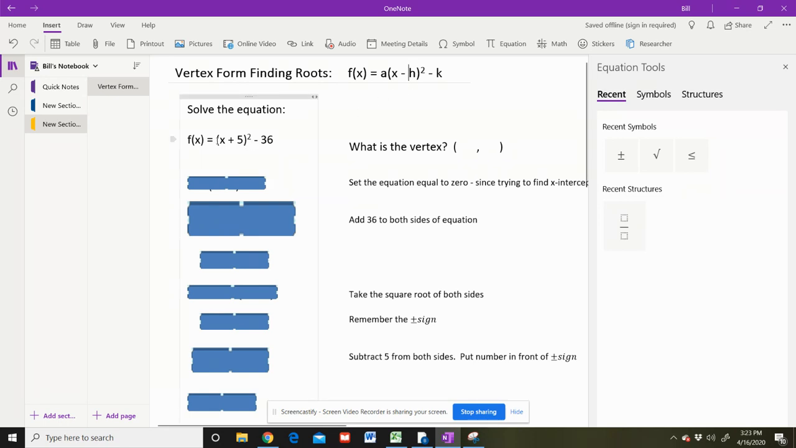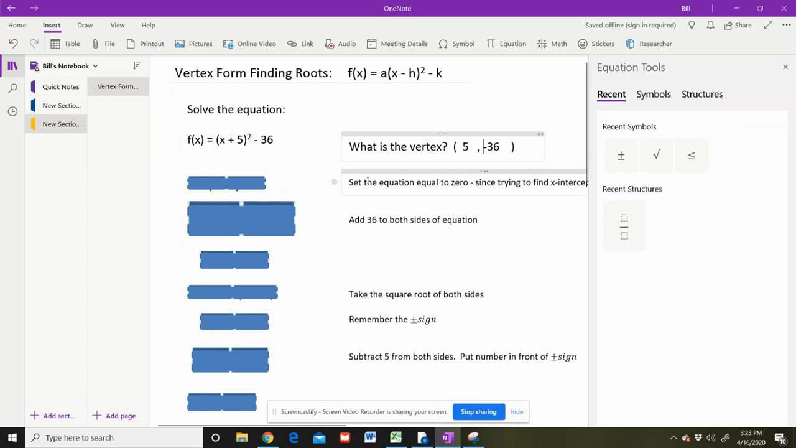So the question that I'm going to ask you is, what is the vertex here? So what's the vertex? All right, so the vertex is going to be 5, comma, negative 36. All right, so that's our vertex. This is a little bit of review from the last video. Now we're going to run through and solve this out.